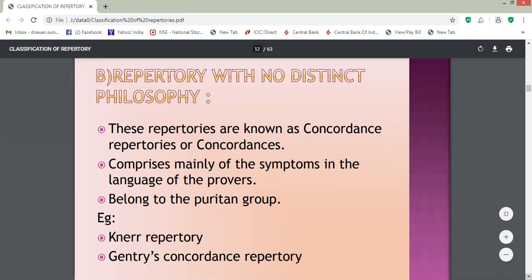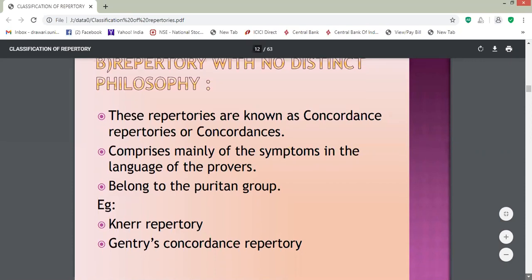Then the second classification of the repertory, that is repertory with no distinct philosophy. These repertories are known as concordance repertories or concordances. It comprises mainly of the symptoms in the language of the authors and belongs to the Puritan group. For example, Nash's repertory, Gentry's concordance repertory.